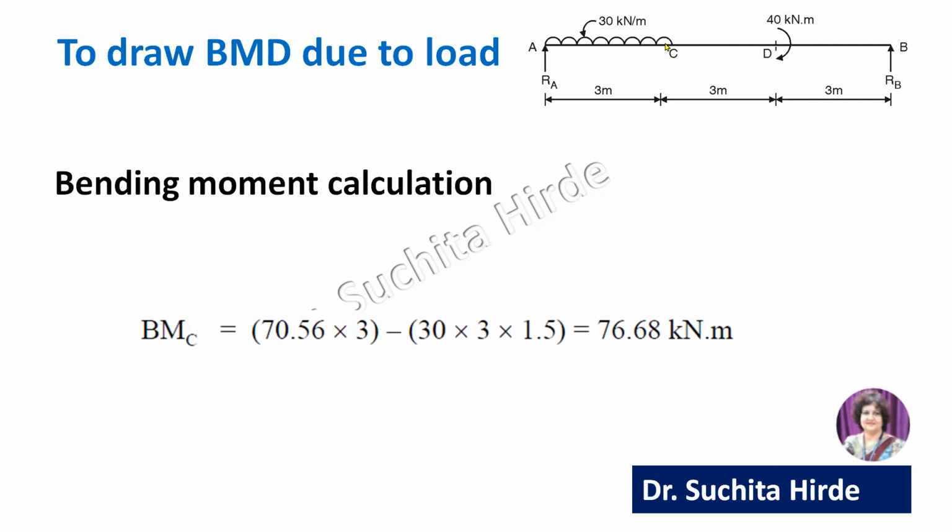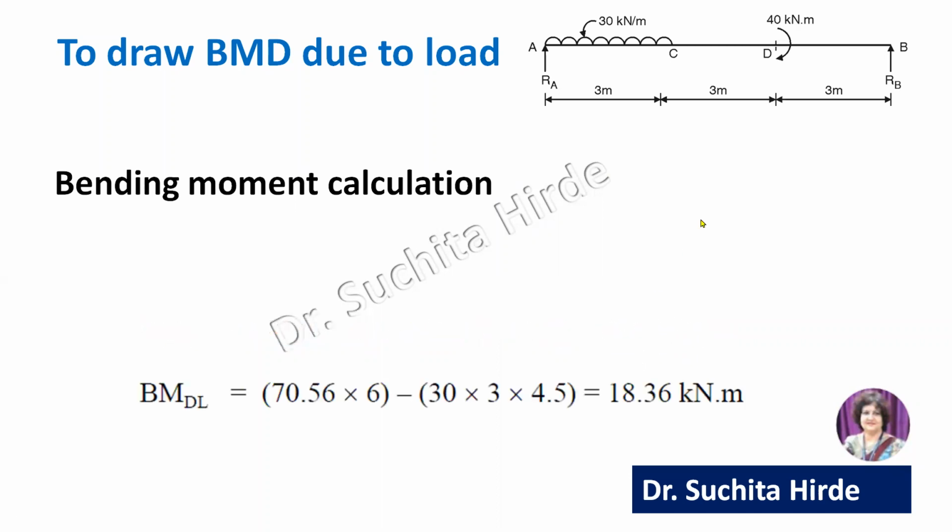Bending moment at C. Now bending moment is force into perpendicular distance, and distance we measure from the section. That means all the distances we have to measure from C. So RA into 3 minus moment due to this UDL, which is total load 30 into 3, acting at 1.5. If you calculate, you will get bending moment positive 76.68 kilonewton meter. You know that positive bending moment means sagging and negative means hogging.